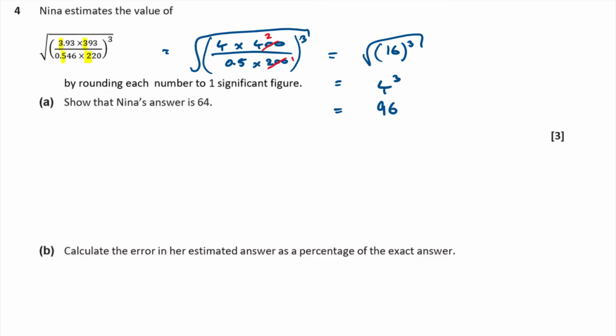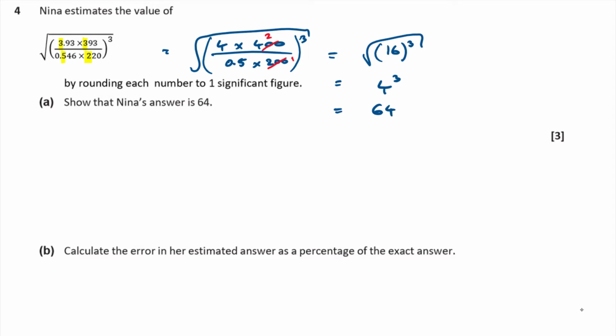Okay? So, strictly speaking, I've got the cube inside the root, but actually it's a bit like multiplying and dividing. It doesn't matter which order you do it in, you're going to get the same answer. So it's easier to do the root before it is to do the cube. Okay? So the answer is, why did I write 96? It's 64. So the answer is 64.